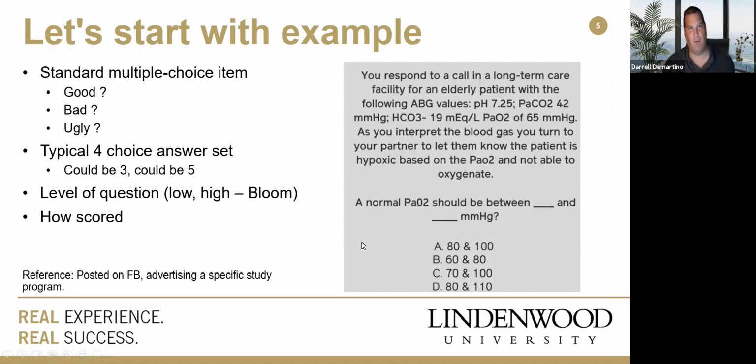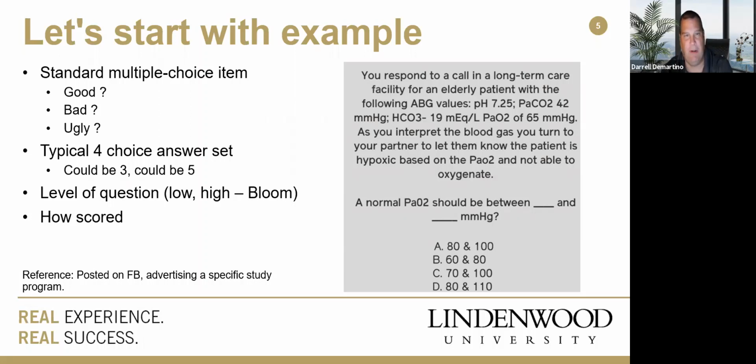So let's start with an example. Here's a question I actually found on Facebook. I think someone was advertising a study prep program related to critical care. You respond to a call at a long-term care facility for an elderly patient. They give ABG values. You interpret the blood gases. And then the question is, a normal PaO2 is between what values?